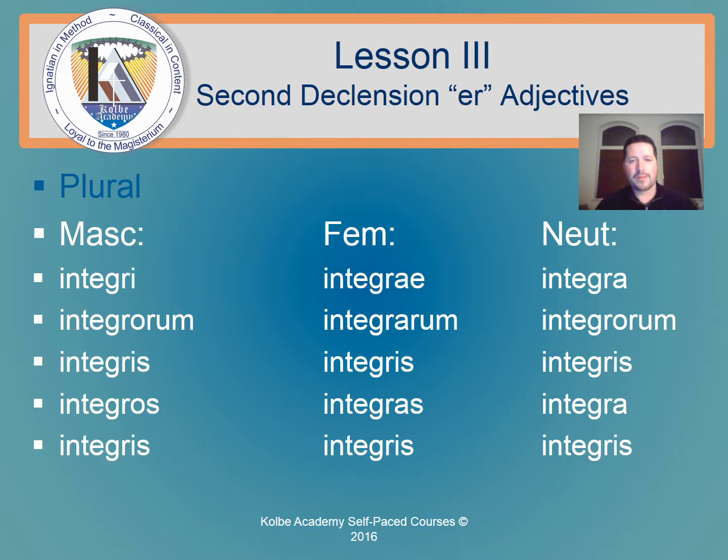So here we have the plural, and it looks just like you would expect: integri, integrorum, integris, integros, integris, integre, integrarum, integris, integras, integris, integra, integrorum, integris, integra, integris. So as you saw on the last slide, the only weird little thing about these is the nominative singular masculine.